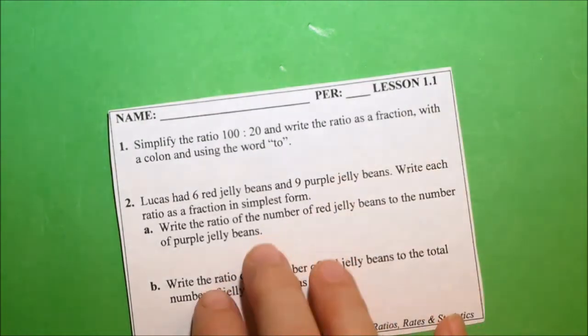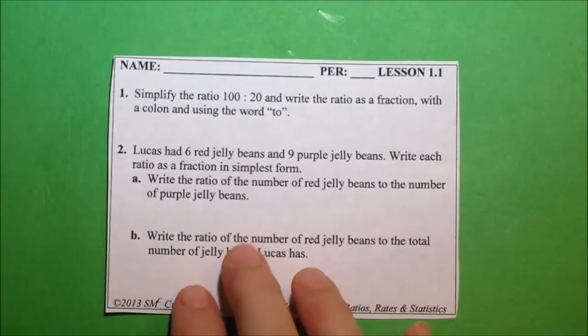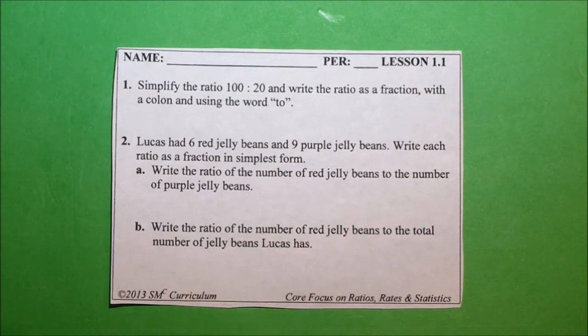That leaves us with the exit ticket. The exit ticket here is for lesson 1.1. As always, this is just for extra practice. I don't give you the answers or show you how to do these. Okay, so that's lesson 1.1 out of the Rates, Ratios, and Statistics book. Remember, the only way to learn math is to do math, and mistakes are proof that you're learning.